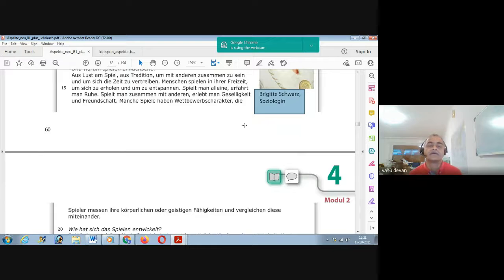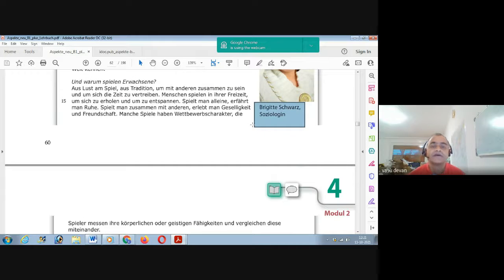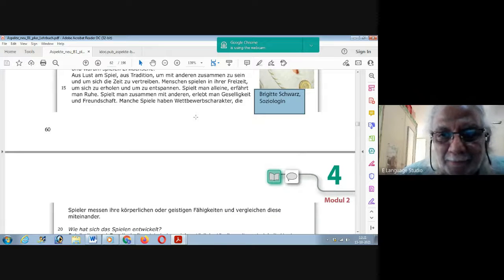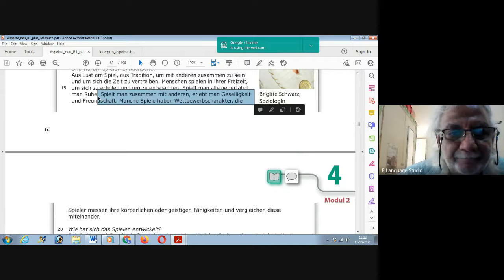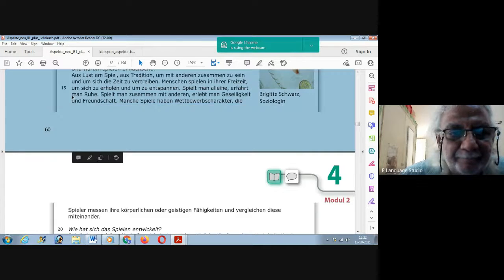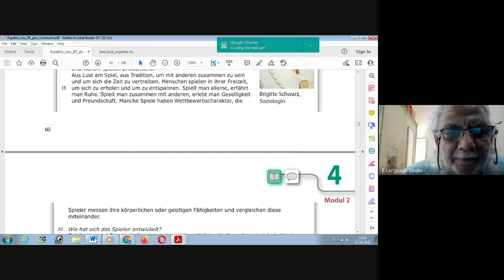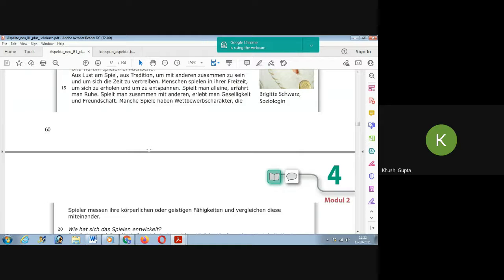Ja, normalerweise benutzt eine Soziologin ein bisschen schwierige Worte, wie normale Person kann nicht verstehen. All of them do. And now I wanted to show you something else here. Look at this sentence here. Spielt man zusammen mit anderen, erlebt man Geselligkeit und Freundschaft. What kind of sentence is it? This begins with a verb. Imperative.